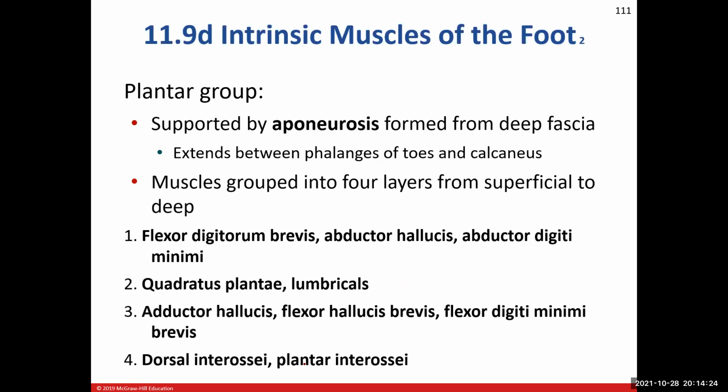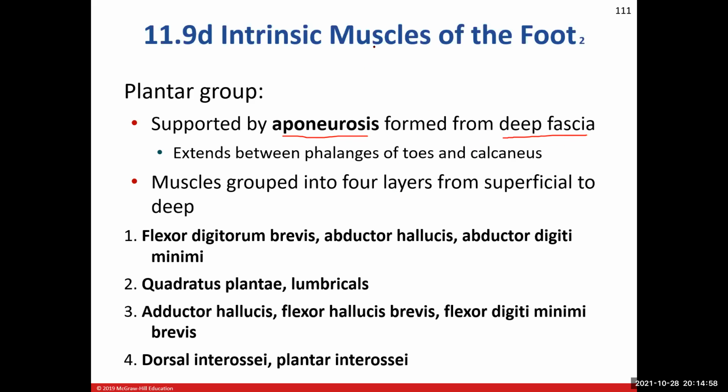So the plantar group, they're all going to be held in place through the aponeurosis or the deep fascia. You may have heard of plantar fasciitis. That's when that connective tissue gets irritated and inflamed. And so the deep fascia can take months. In some cases, I've seen some patients where it's taken about 6 months or so, and it's not fun. All right, but we'll go through the muscle groups here real quick.